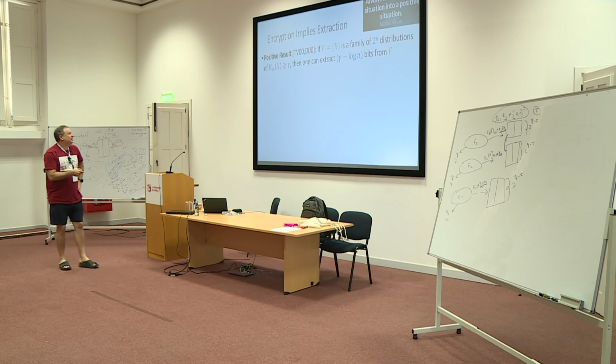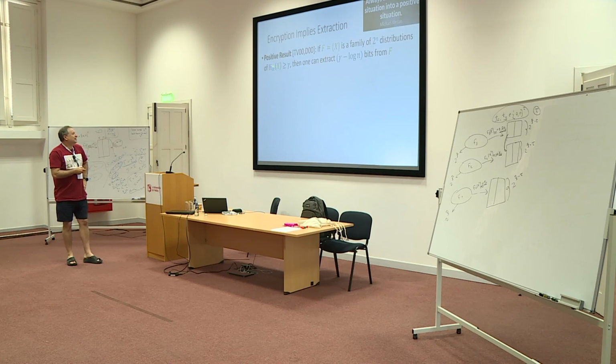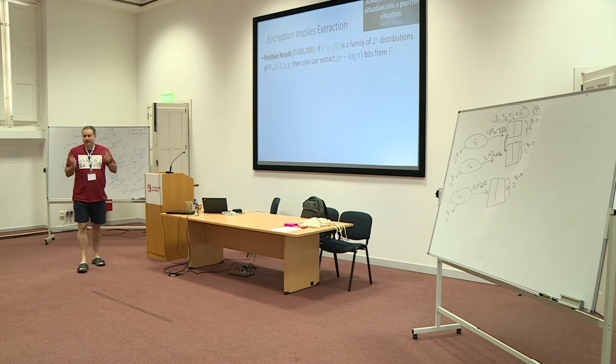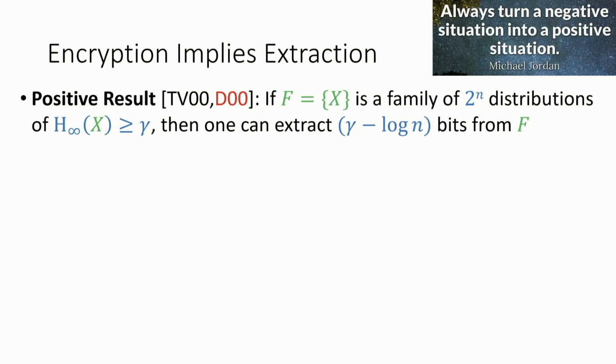It's a cool result. It originated with Trevisan and Vadhan, but I proved a refinement of it in my thesis many years ago, before most of you were academically born, probably. The positive result, which I'm not going to prove, but it has a cute proof, is the following: if you have a family of distributions that is exponentially large, but only singly exponentially large, say 2 to the n distributions, where each distribution in this family has entropy gamma, then you can deterministically extract gamma minus log n bits from this family.